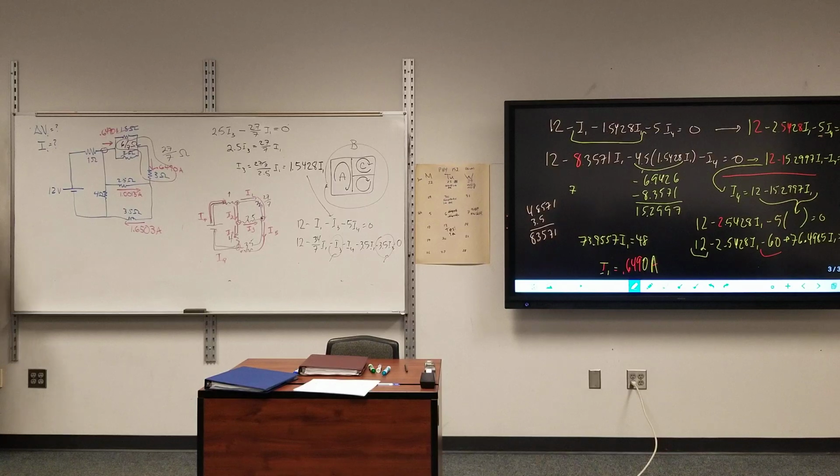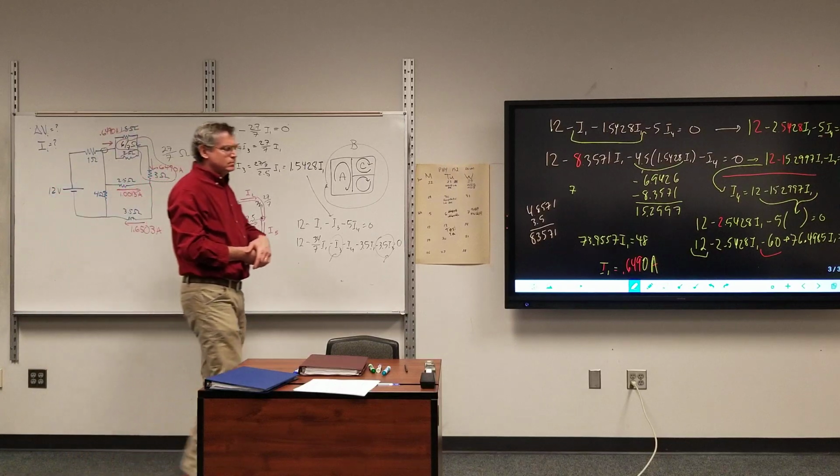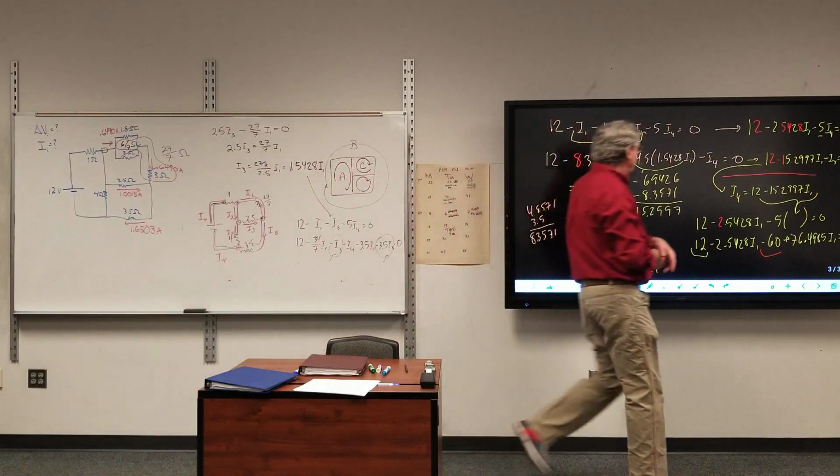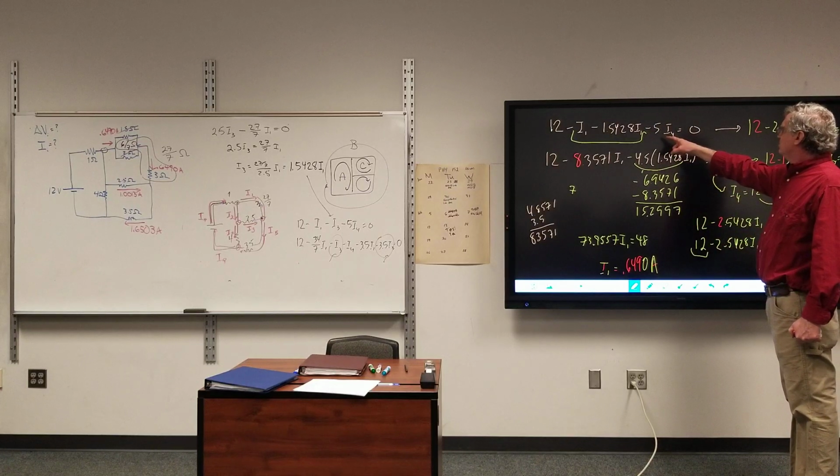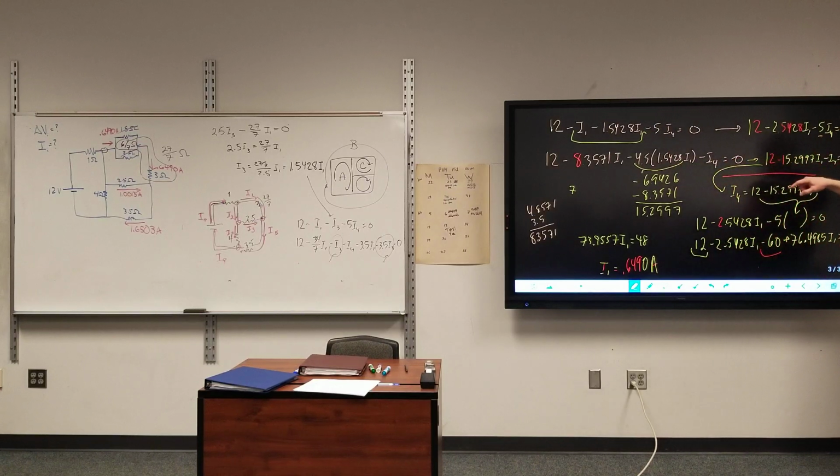All right, so we now have I1, I3, I5. Well, this one we should be able to handle. So, with the I4, will we be able to put it into that 12 minus 15.2997 times I1? Previous pages, go down to that one. Yeah, absolutely. Let's do it.